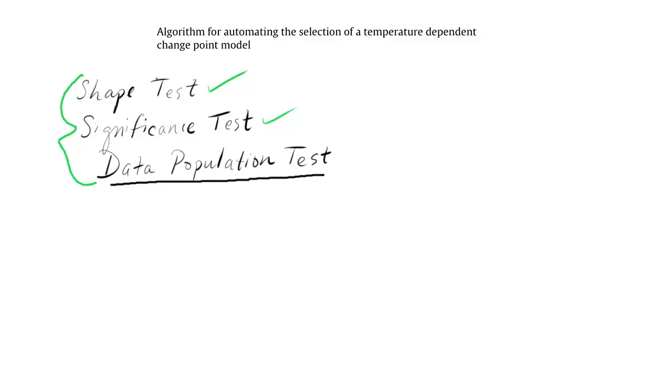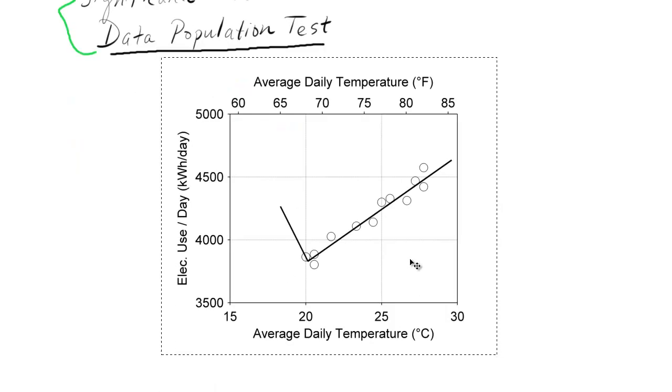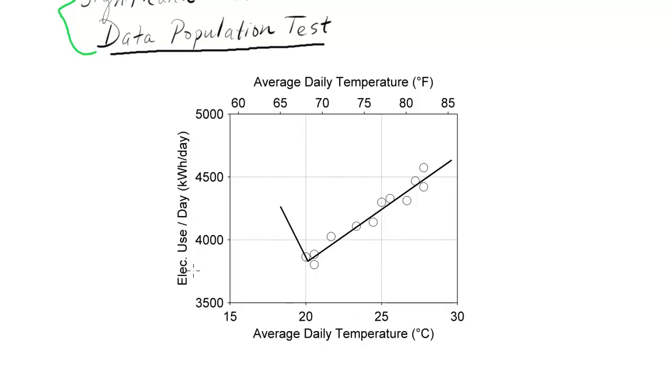So let me copy and paste, and let's scroll down a little bit. Here we have a plot of average daily temperature on our x-axis and electricity use on our y-axis. This was from some synthetic data, and you can see that this is a fairly hot climate, in which the average daily temperature, even in the coldest months, is still very high, 66, 67 degrees Fahrenheit. I believe this was Miami, if I remember correctly.